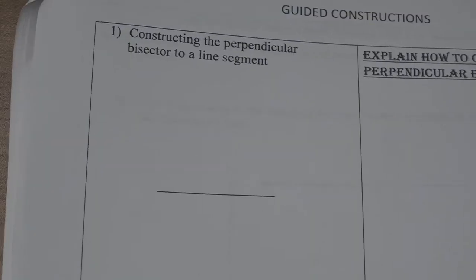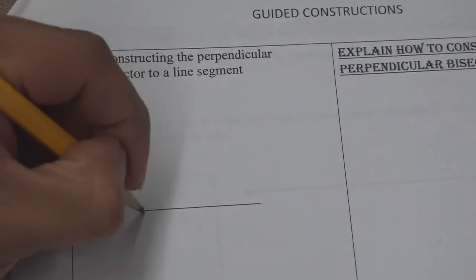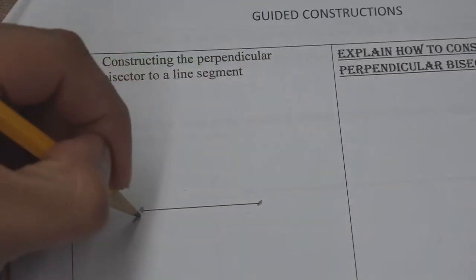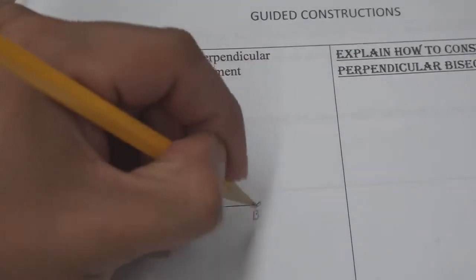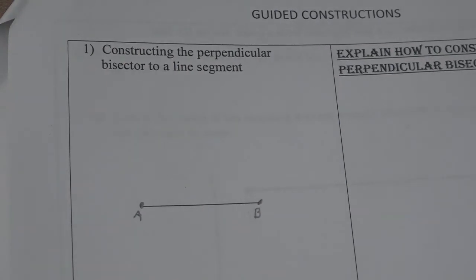Okay, so let us construct the perpendicular bisector of a line segment. The first thing is that when you're given a segment, you just label it. It's a segment, so it has endpoints. Let's label this A, this B. To construct the perpendicular bisector, just follow the same steps that you followed when you were constructing the equilateral triangle.